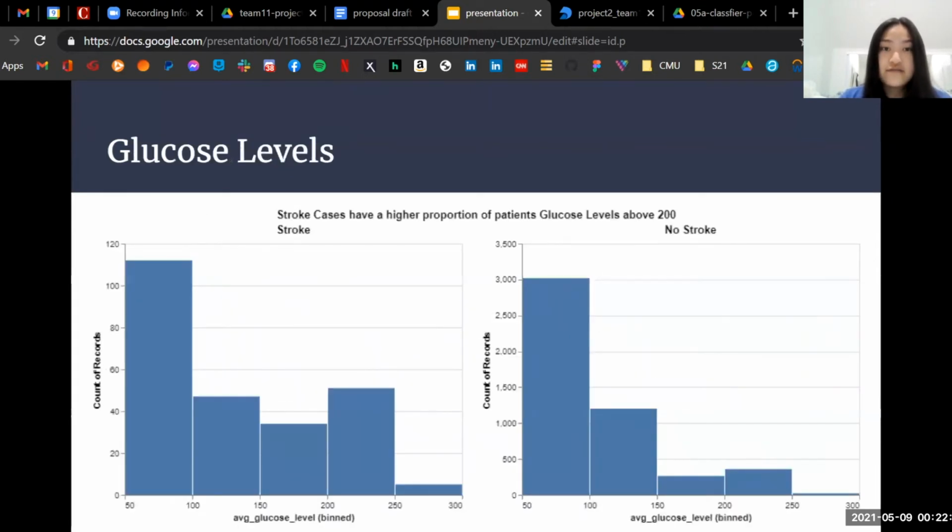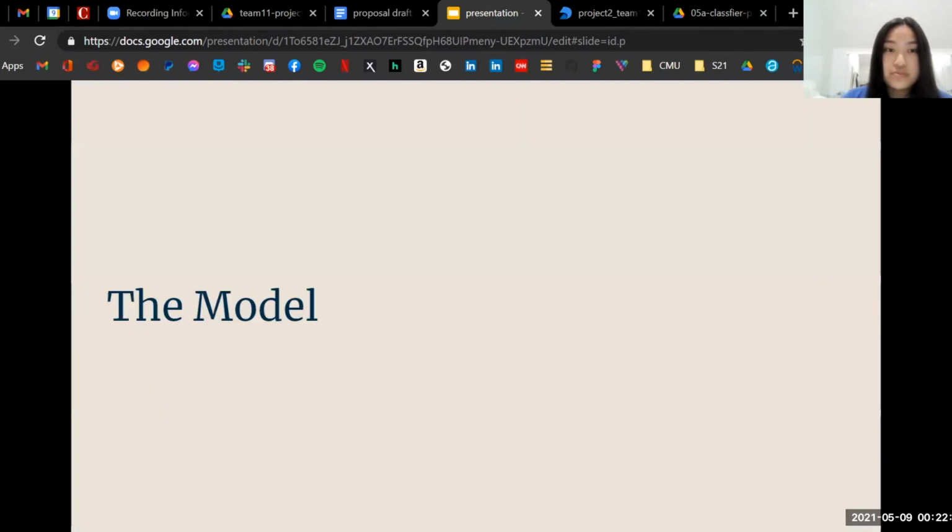Another risk factor of strokes is diabetes, and this was captured through the average glucose level column in our dataset. According to Mayo Clinic, a blood sugar level of 200 milligrams per deciliter or higher suggests diabetes. And here we can see that in the stroke cases, there's a much higher proportion of people in the 200 and above range. So after this initial exploratory analysis, we'll move into the actual training and testing of our model.